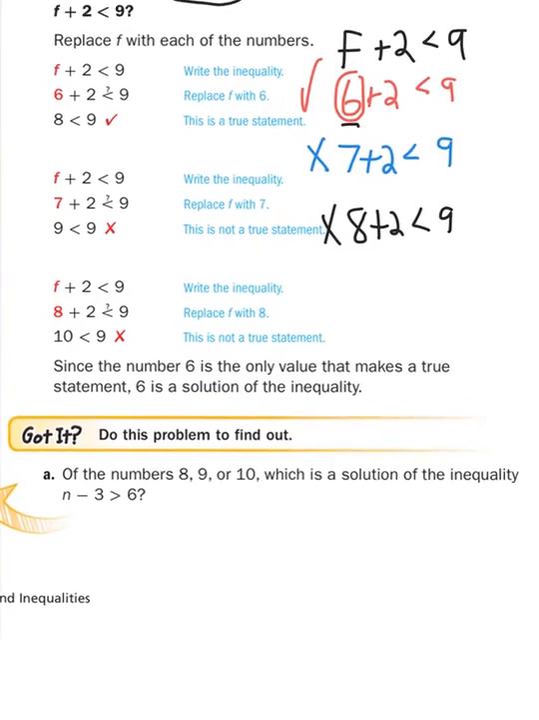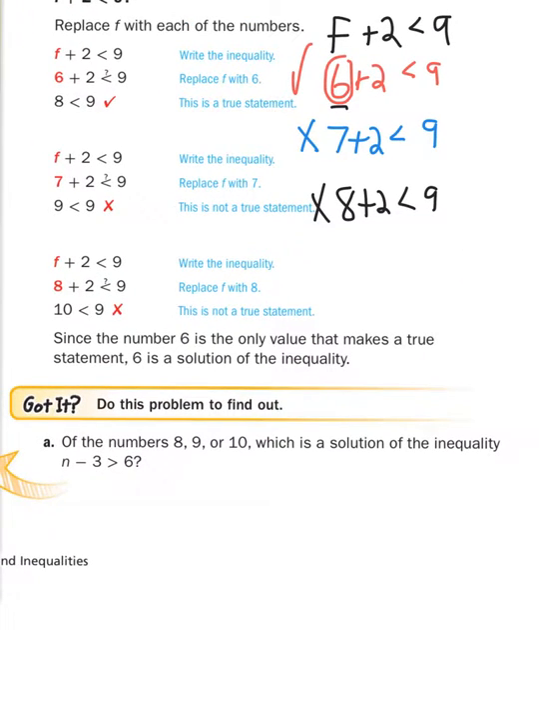Now, we're going to go down, and I'm going to have you try A. And A says, of the numbers 8, 9, or 10, which is a solution to the inequality n minus 3 is greater than 6? So I want you to test 8, 9, and 10 and write down any numbers that make that inequality true. So pause the video, do A. When you're done, start the video, and I'm going to go over it. Go.